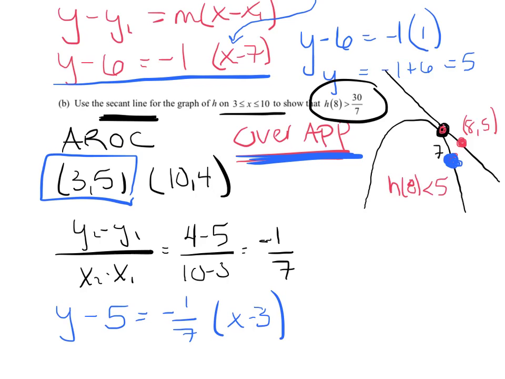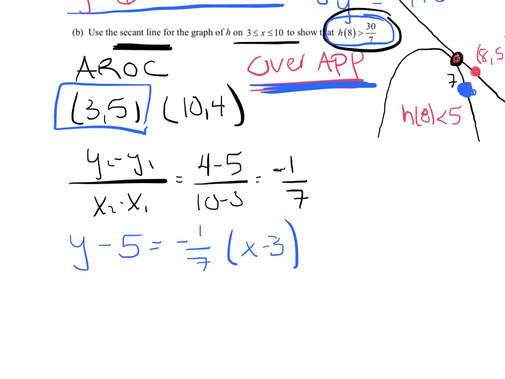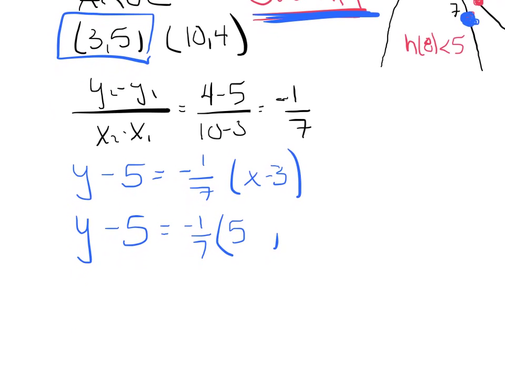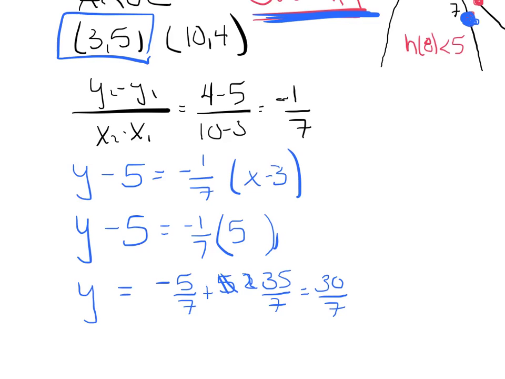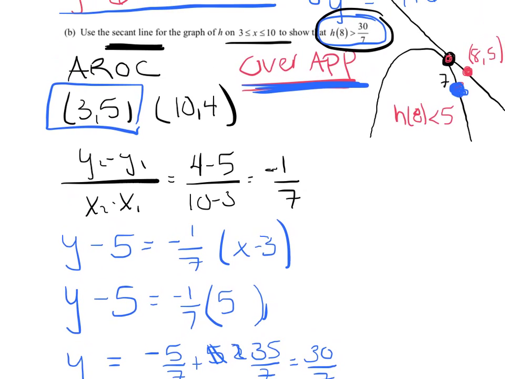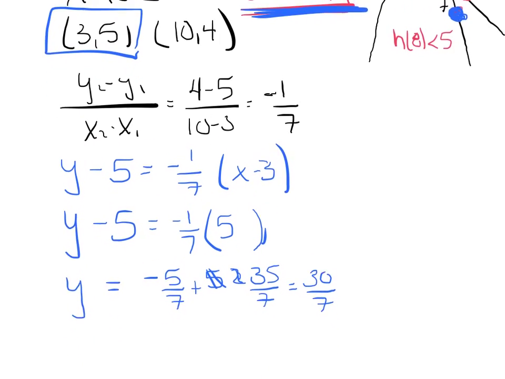All right, it says show that h of 8 should be greater than 30/7. So I'm just going to plug in my 8 now. 8 minus 3 is 5. So I've got y equals -5/7 plus 5, which is really 35/7 minus 5/7, which gets me 30/7. And the question was to show that h of 8 is actually greater than 30/7.